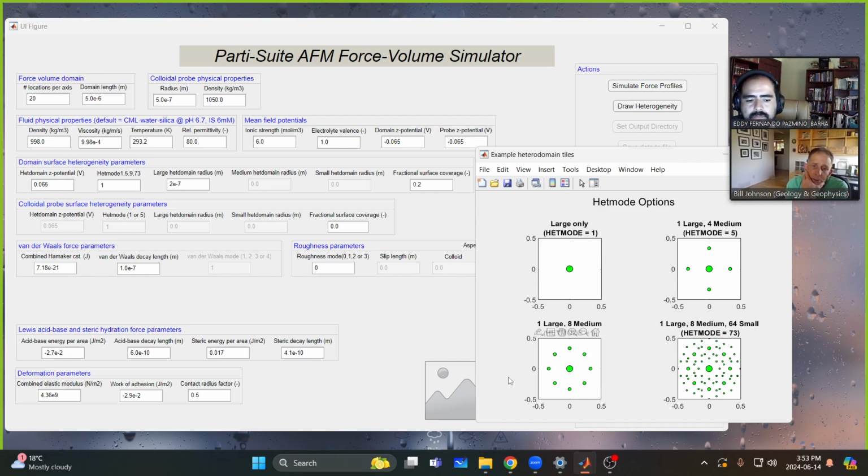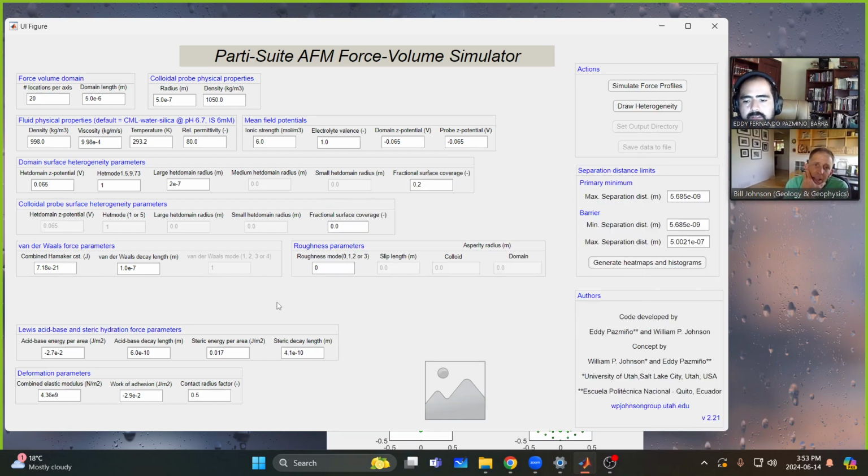For this mode, I would suggest just playing around with het mode 1, having a single size heterodomain. And so you've got 20% fractional coverage. You know, we have het modes 1, 5, 9, and 73. It's really unfortunate we didn't end up with a 42, but that's something we can work on later.